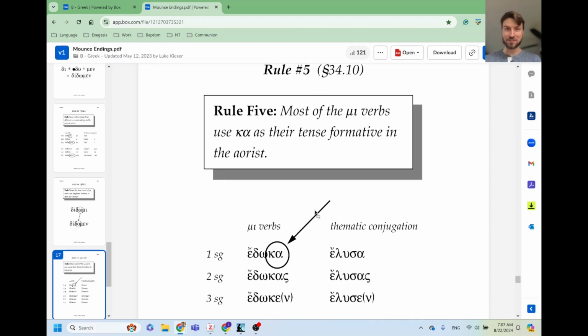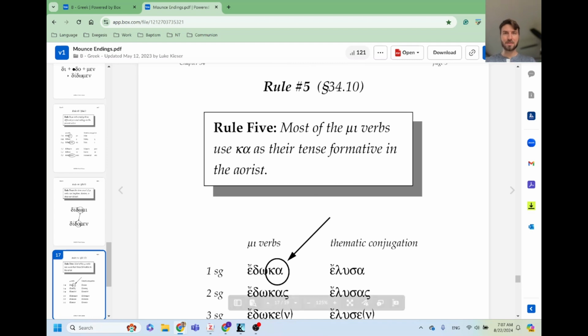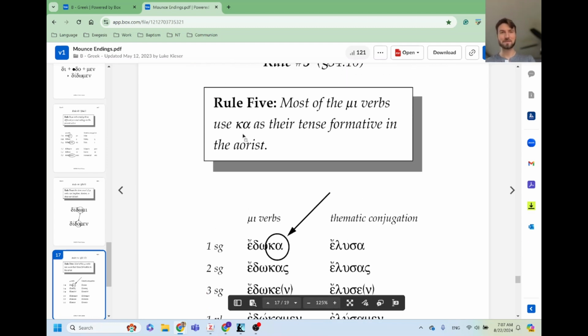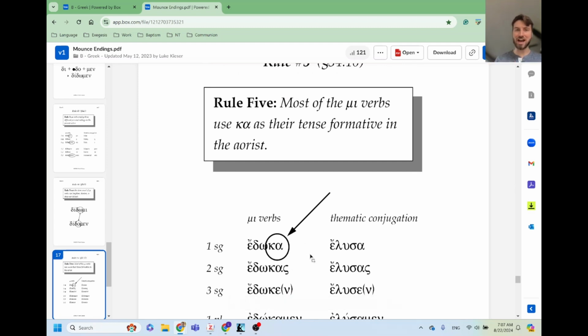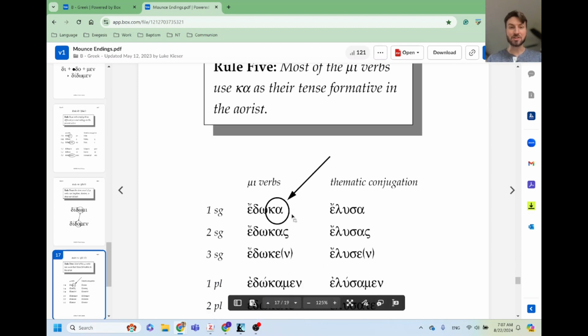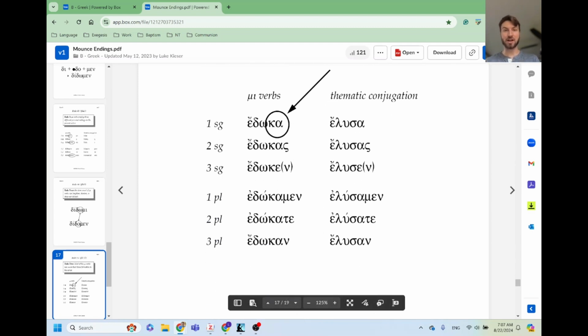The last one is a bit annoying as well. Most of the mi verbs use kappa as their tense formative in the aorist, rather than sigma. We're used to saying sigma in the aorist, but many mi verbs use kappa instead. So ἔδωκα. How do you know that this isn't perfect, since we're used to the perfect having the kappa? Because there's no reduplication. It's not dedōka, it's just edōka. It just has the augment. So because there's an augment, you should be thinking aorist or imperfect.